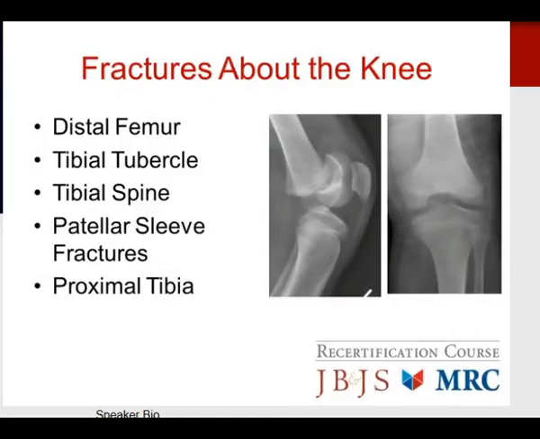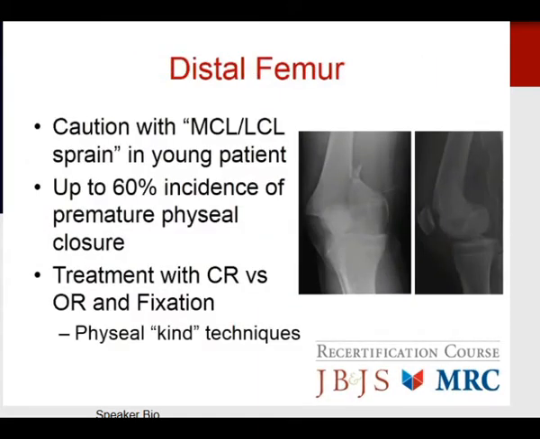Moving on to fractures about the knee. Distal femoral fractures, specifically distal femoral physeal fractures, are often the result of high energy. However, you can see these injuries after relatively low energy mechanisms, such as athletic injuries or falls off of bicycles. You should always exercise a great amount of caution if you hear a scenario of a young patient with an MCL or an LCL sprain.